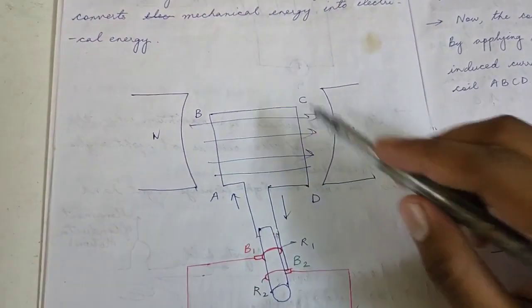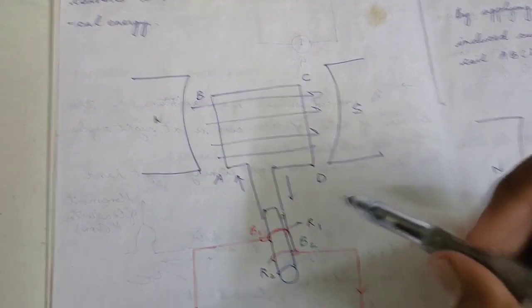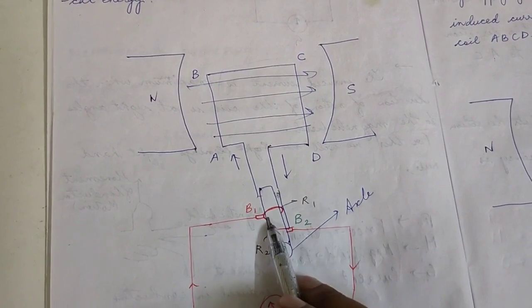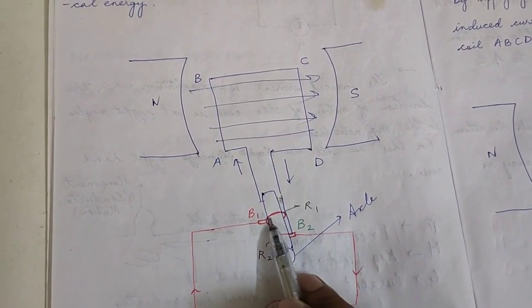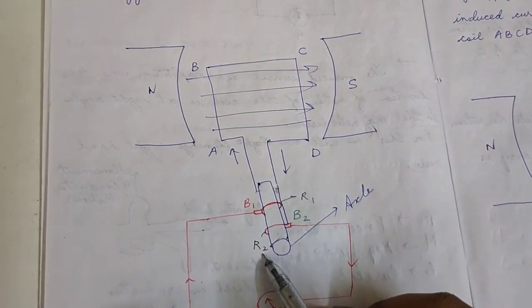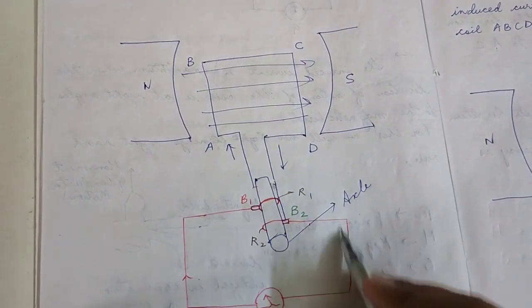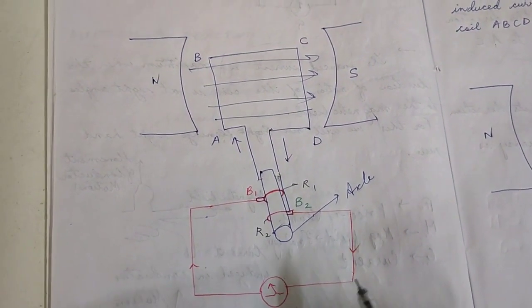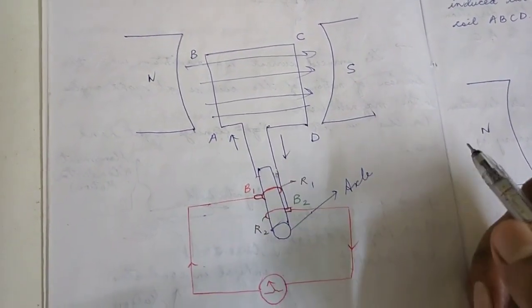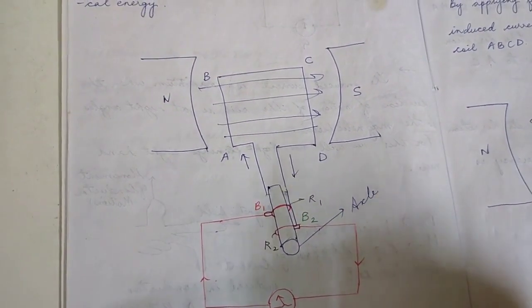ABCD is the rectangular coil which is connected to an axle, where these red colored parts are the two slip rings, represented by R1 and R2, and B1 and B2 are the brushes, which are the stationary part connected to the galvanometer. Now we have to move this axle mechanically from outside to rotate the coil, and in the practical case it is rotated with the help of a prime mover or any other means.